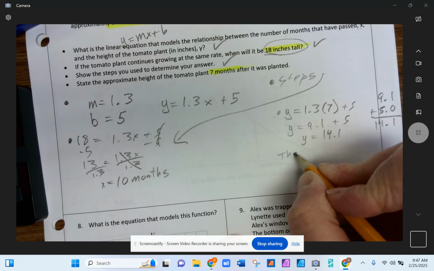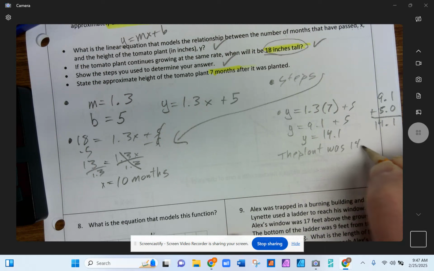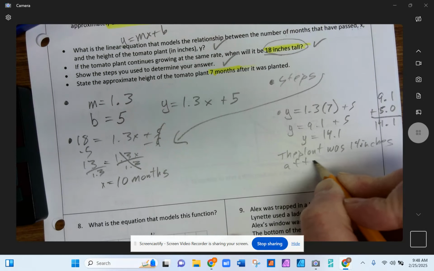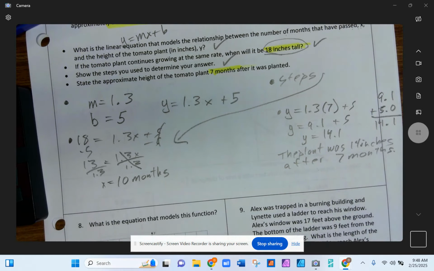State the approximate height. The plant was 14 inches, because it's approximate, after 7 months. Okay, moving on.